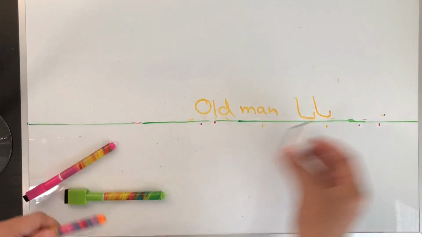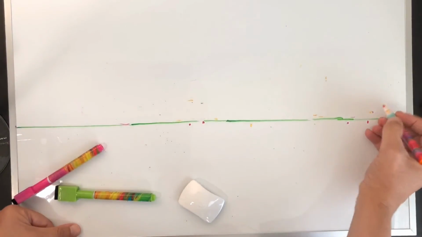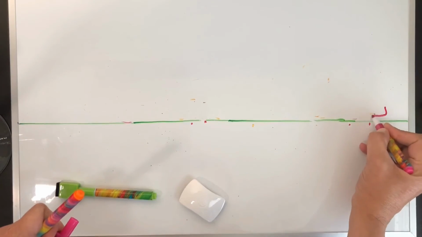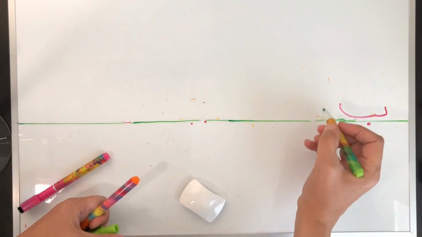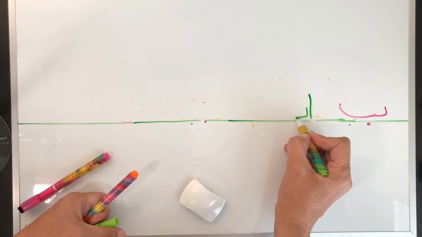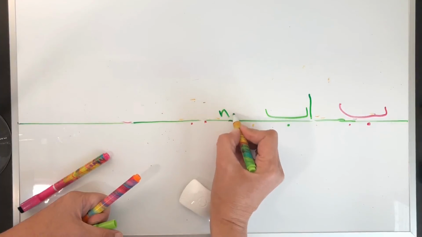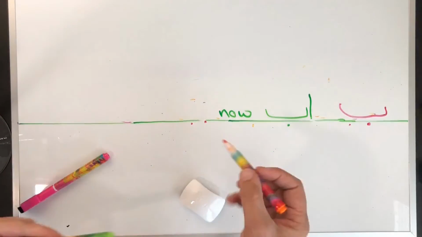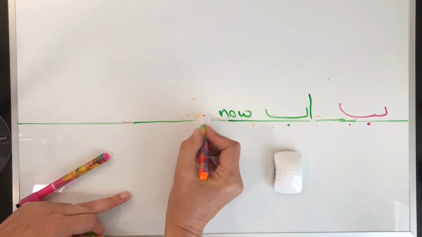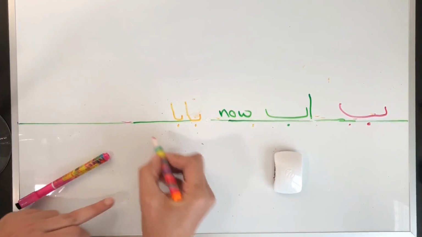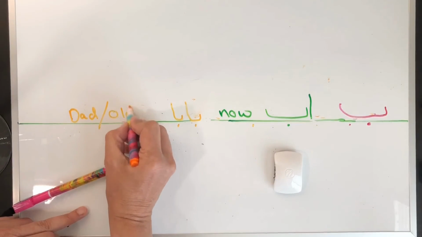So what we learned today: we learned the letter Be. We learned how to conjugate it with Alif. First, we learned how to conjugate it after Alif. In this case, we don't need to join them. This means Ab, which is now. Then we learned Ba, sorry, it's getting a little messy. Anyway, Baba, which means dad or old man.